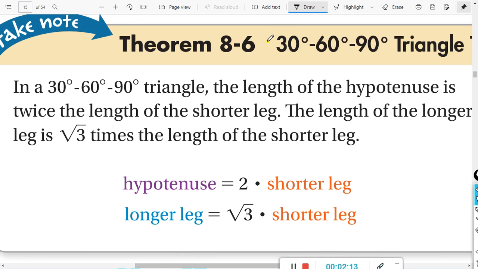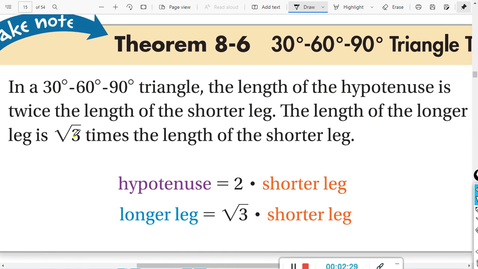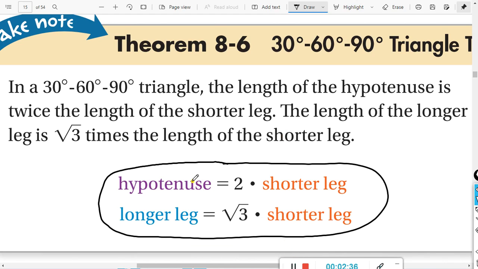Now, the next two formulas are for a triangle with angle measurements of 30, 60, and 90 degrees. All right, in a 30, 60, 90 triangle, the length of the hypotenuse is twice the length of the shorter leg. The length of the longer leg is radical 3 times the length of the shorter leg. So please write down these two formulas. The hypotenuse is 2 times the shorter leg, and the longer leg is radical 3 times the shorter leg.